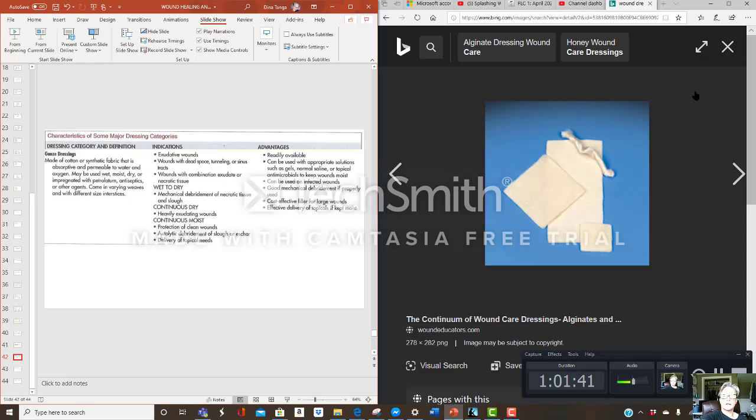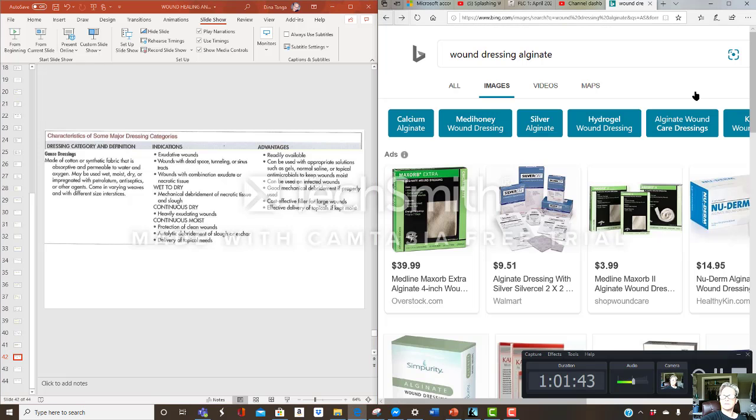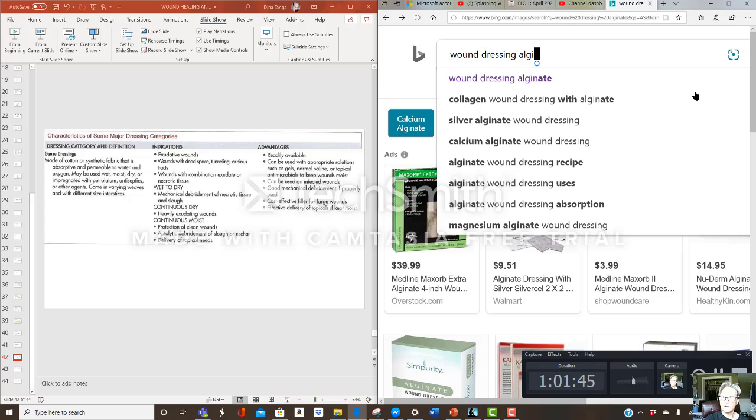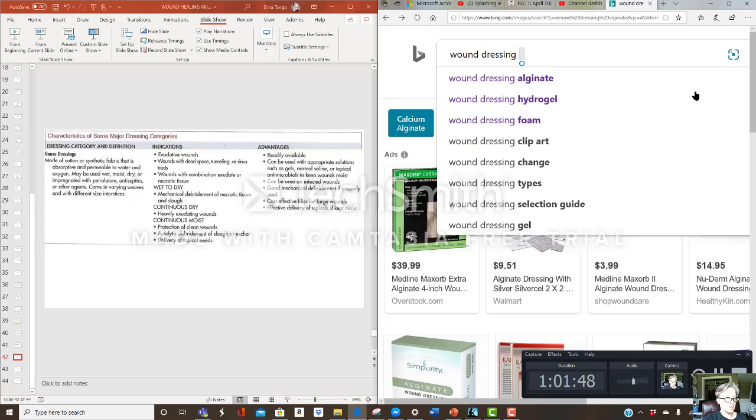Now we're going to go to gauze dressing, and you see a lot of this because they're usually available and they're cheap.